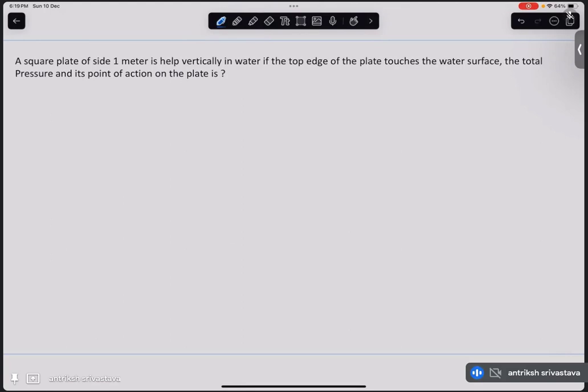Square plate, side 1 meter, is held, my apologies, held vertically in water. If the top edge of the plate touches the water surface, the total pressure and its point of action on the plate is. So we have some kind of liquid, and then we have a square plate which is held vertically, and the top edge touches the surface of the water. This is the side view, and this is the plate looking from the front, right? This is where the force will act, and it is a square plate of side 1 meter, so this is going to be the dimension.